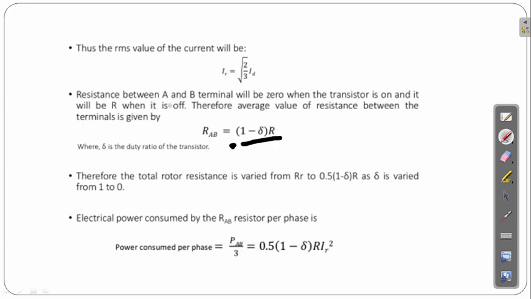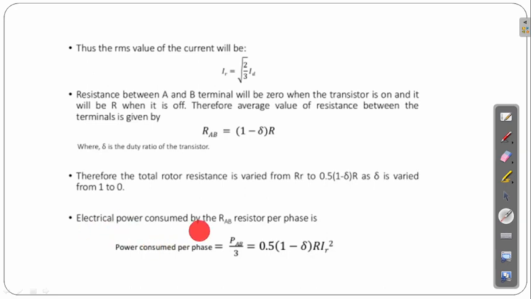The main thing is, the resistance between the A and B terminals will be 0 when the transistor is on, otherwise it will be R. So that's why we see here R_AB equals (1 minus sigma) into R, where sigma is the duty ratio of the transistor. Therefore the total rotor resistance is varied as R_R equals 0.5 into (1 minus sigma) into R, as sigma is varied from 1 to 0.